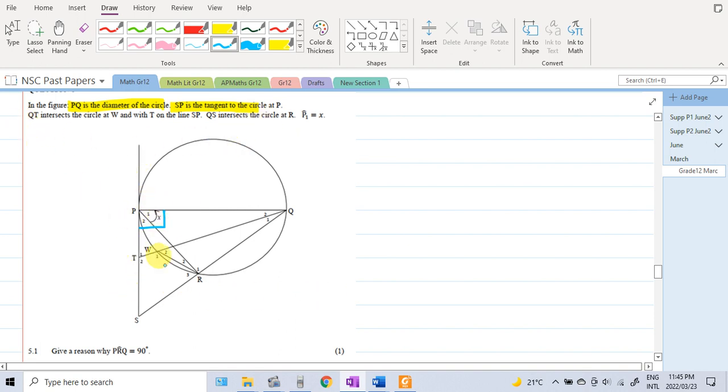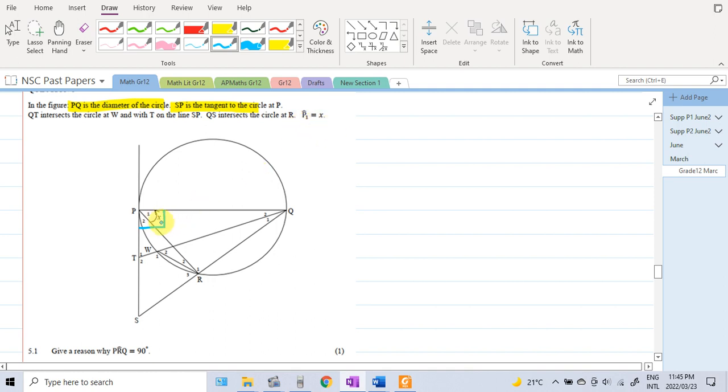QT, so we have line QT, it intersects the circle at W with T on the line SP. W is here with the line SP right there. QS intersects the circle at R, so we have QS. Why did they give us that information? QS intersects the circle at R. Okay, that's fine. And angle P1 is equal to X.